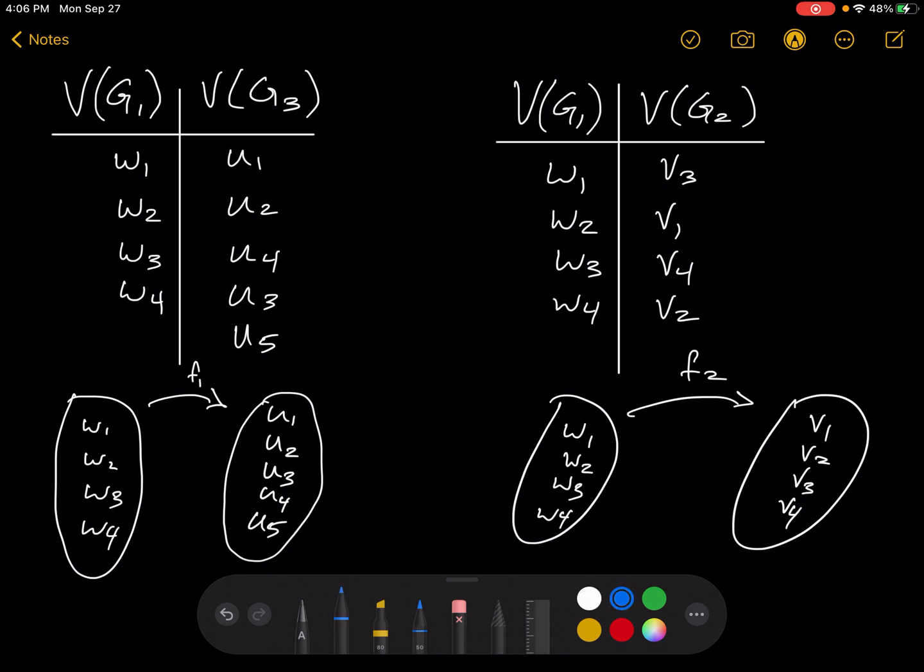Now in blue, I'll draw arrows indicating where W1 is sent, where W2 is sent, and so on. So W1 is sent over to U1. W2 is sent over to U2. W3 is sent over to U4. And W4 is sent over to U3.